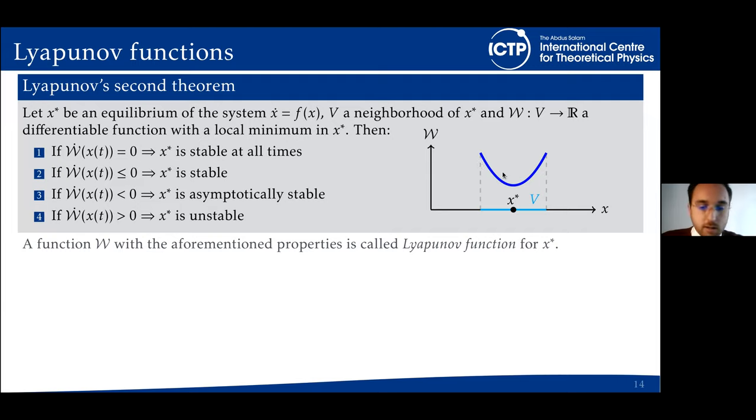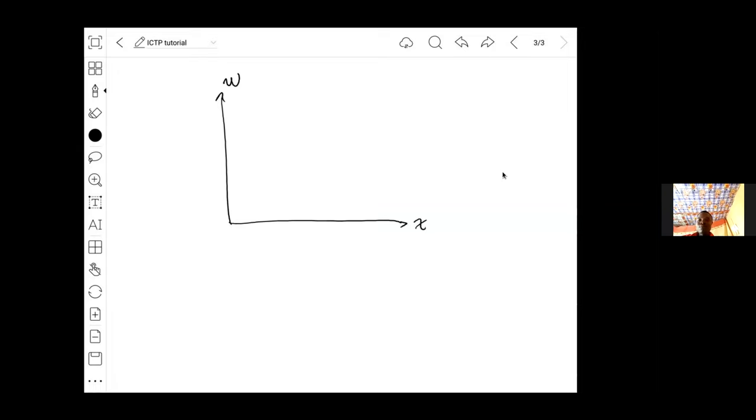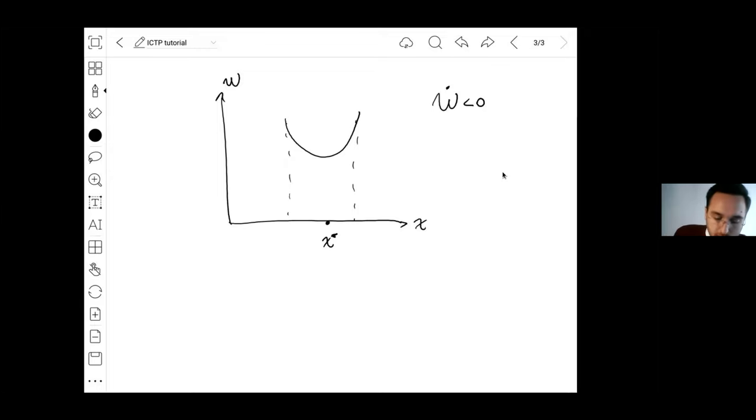then we are moving, let me draw this, sorry. Probably this will be more clear. So what I've just told you in the slides is basically that if we are in this situation, so I have my equilibrium and I have this function here with a minimum. What I've shown you in this case is that if the function decreases along the trajectories, then we are moving towards the equilibrium. So the equilibrium is asymptotically stable.